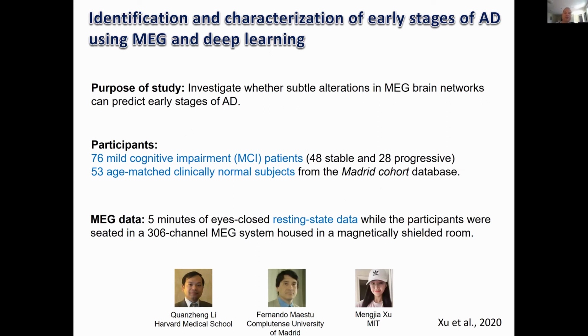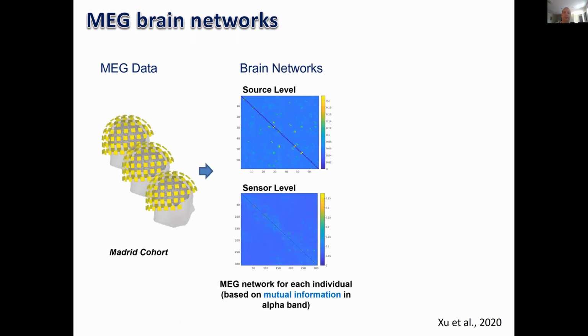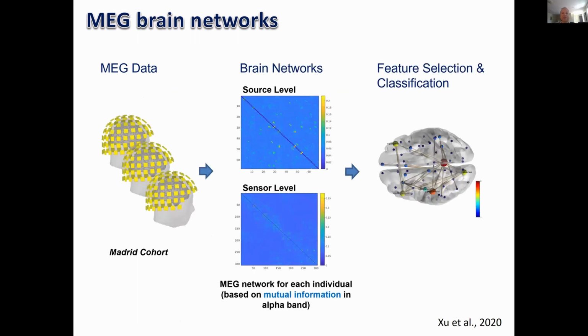So we wanted to see alterations of MEG brain networks and how they can predict stages of AD. The data set in this case was 76 mild cognitively impaired patients and 53 age-matched clinical controls. And the MEG data was resting state data collected for 5 minutes. And these data were used to generate brain networks. And these brain networks produce features that would be valuable for classification.